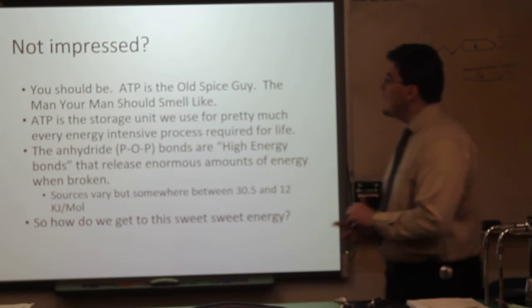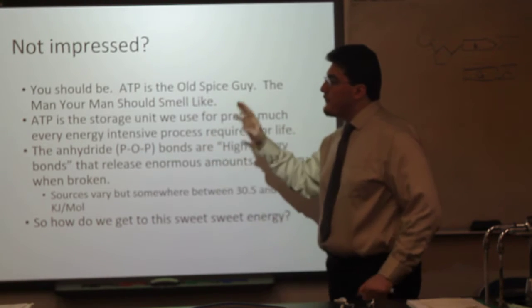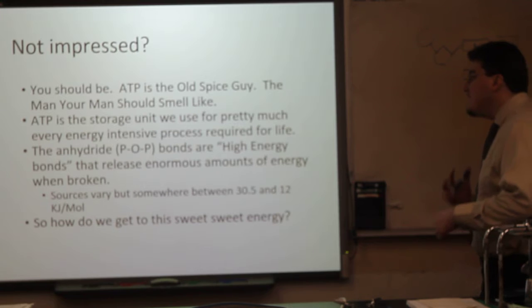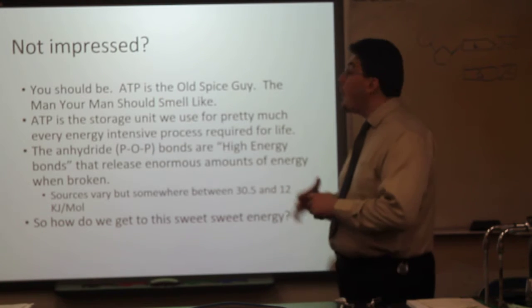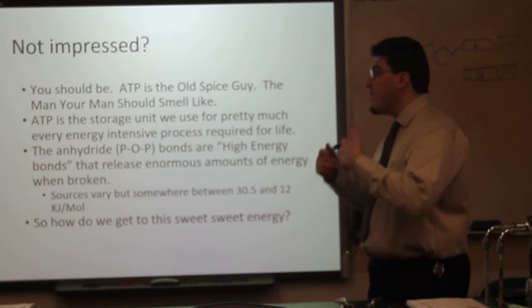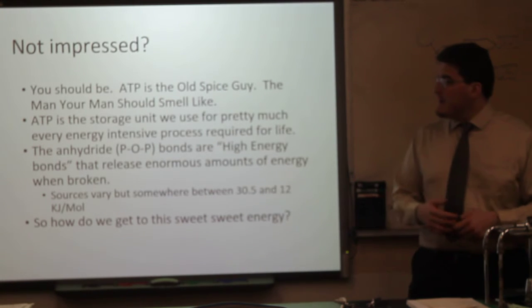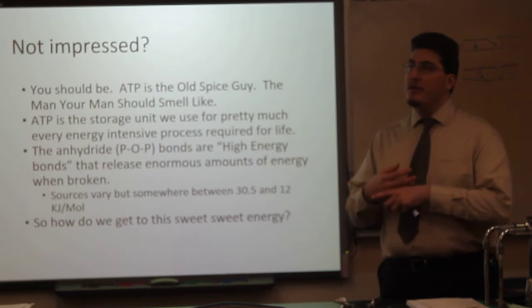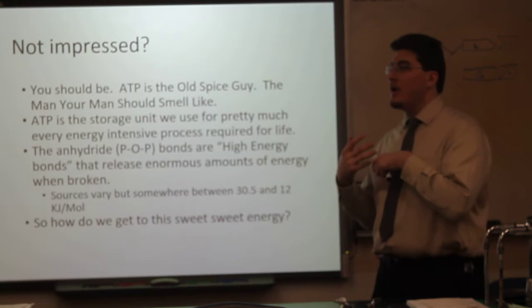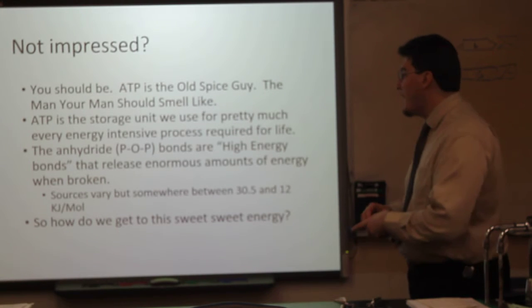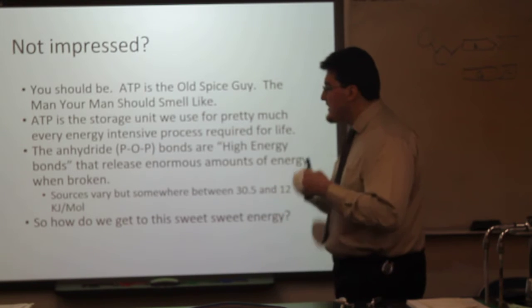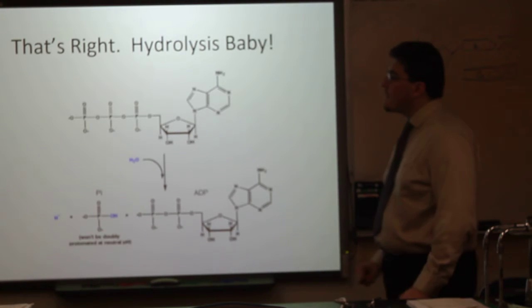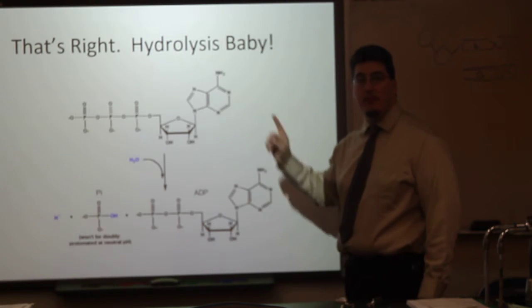All right. So the point here for ATP is that there are anhydride bonds. These are your high energy bonds. These release an enormous quantity of energy when they are broken. Somewhere between 30 and 12 kilojoules per mole, depending on what source you use, depending on whether you're talking about just a bomb calorimeter or you're talking about certain different systems. But how are we going to get this sweet, sweet energy out of ATP? Hydrolysis. Hydrolysis is how we are going to extract this energy from the ATP molecule.